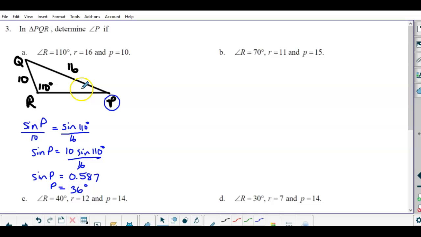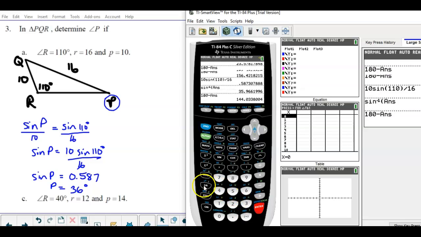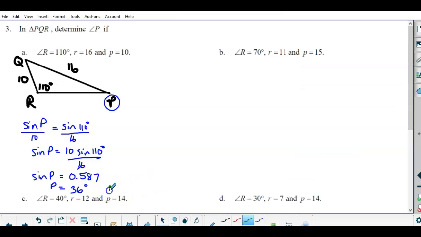So 36. If we were to try to do, I'm just going to switch to green here, and then if I go 180 minus that angle, I'd get 144. Okay, but if I try to put 144 in there plus 110, I'm way over 180. So even if you didn't remember that it's going to be just one angle, you can figure out that it's just going to be one angle. Okay.